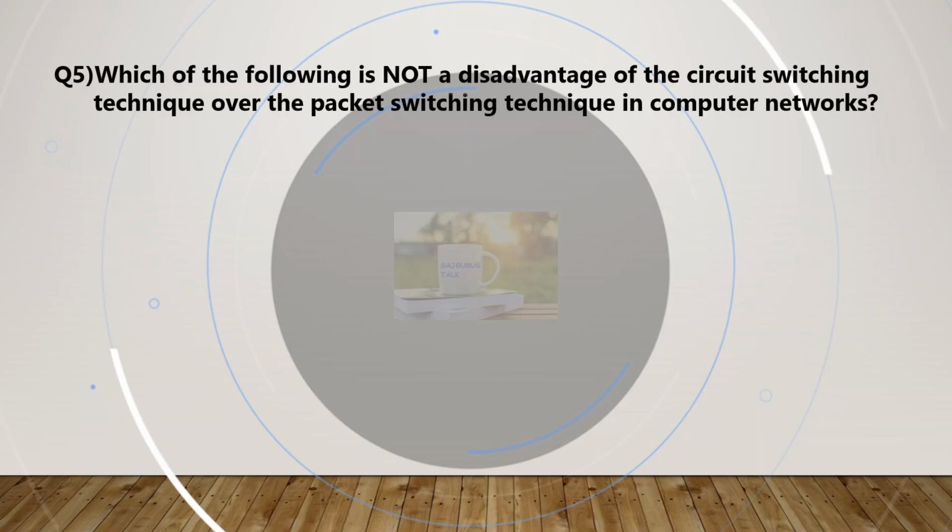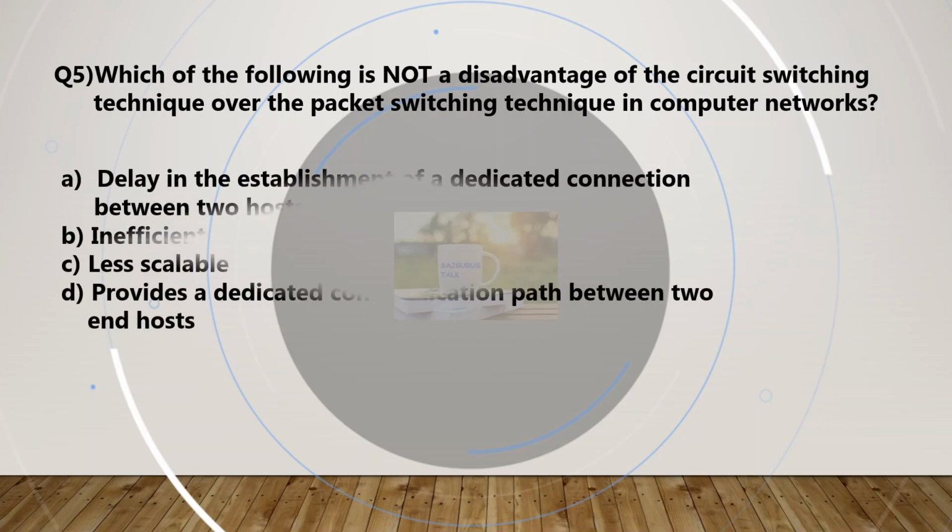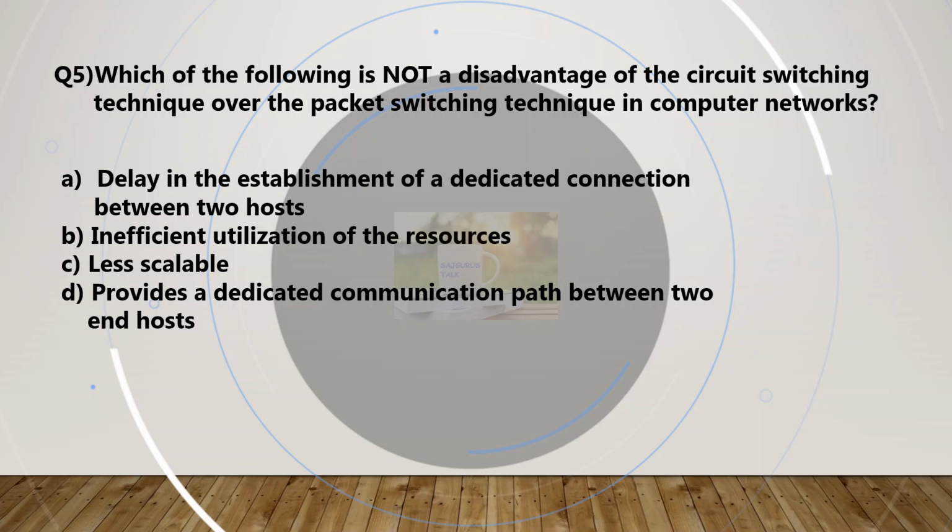Next question is, which of the following is not a disadvantage of the circuit switching technique over the packet switching technique in a computer network? Circuit switching establishes a dedicated path for communication and it remains unutilized in case of no data transmission. It also suffers from greater setup time, delay, scalability issues and lack of fault tolerance, etc. But the one which is not a disadvantage of circuit switching, the answer is D. Providing a dedicated communication path between two end hosts is the advantage.